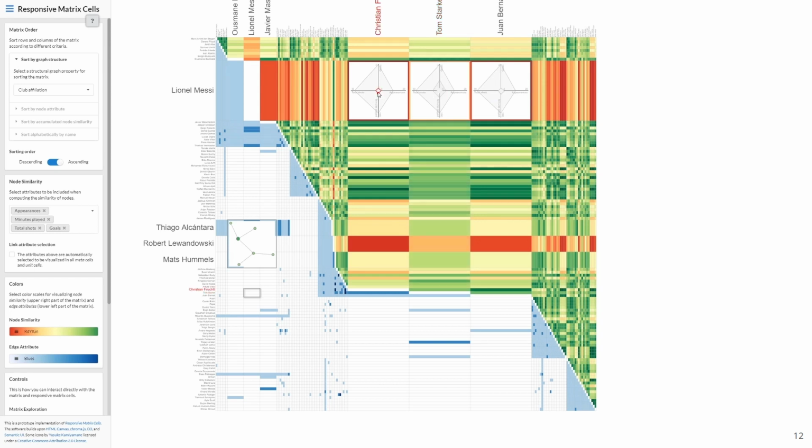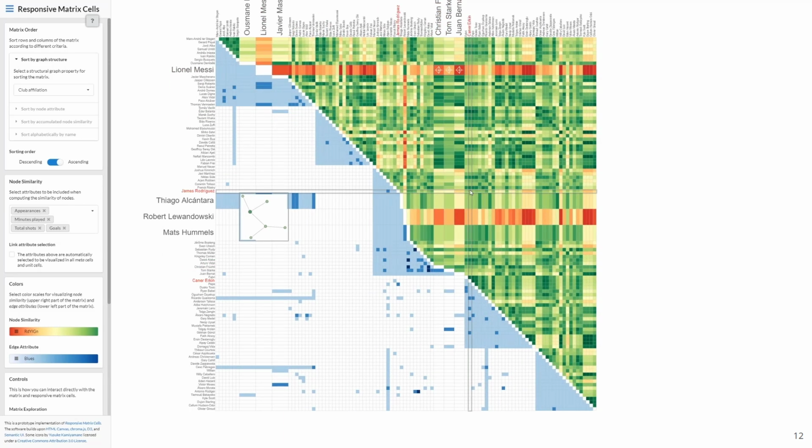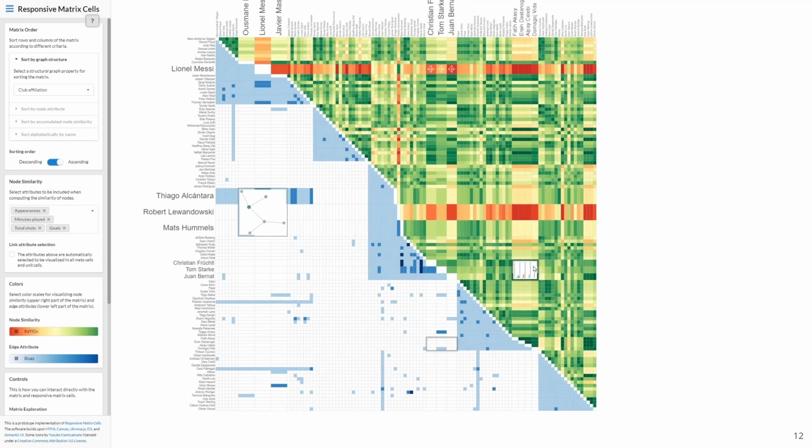During the editing, the star plot is updated on the fly, as are all other visualizations depending on the edited value, including the similarity part of the matrix. Afterwards, the analysis session can be continued seamlessly by defining new responsive matrix cells in the matrix.